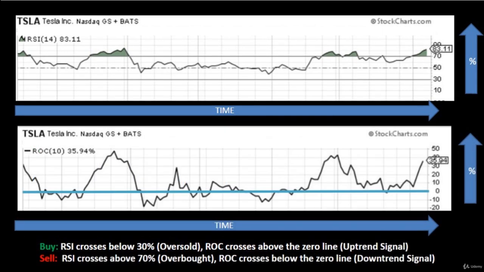If we use the same security and now we put the ROC below the RSI, you can see how they follow along very similarly. The movement of the lines is very similar in pattern. The ROC, of course, is going to use that zero line. And if it crosses above the zero line on the ROC, as we recall, that's a buy signal. If it crosses below the zero line, that's a downtrend signal or a sell type signal.